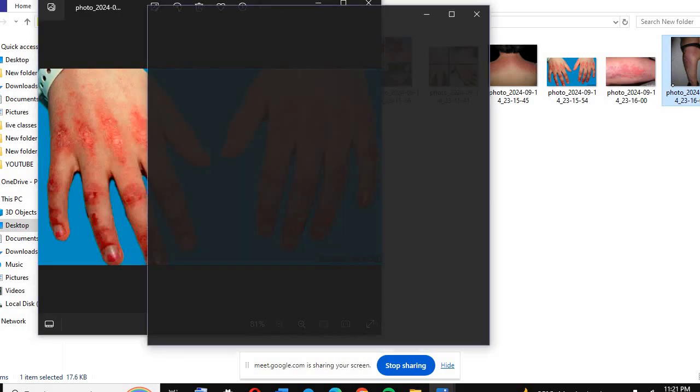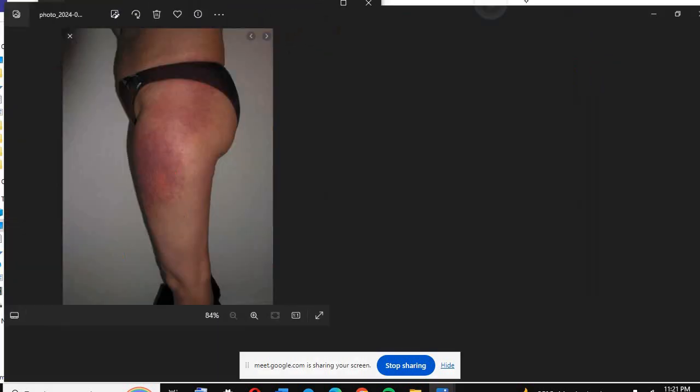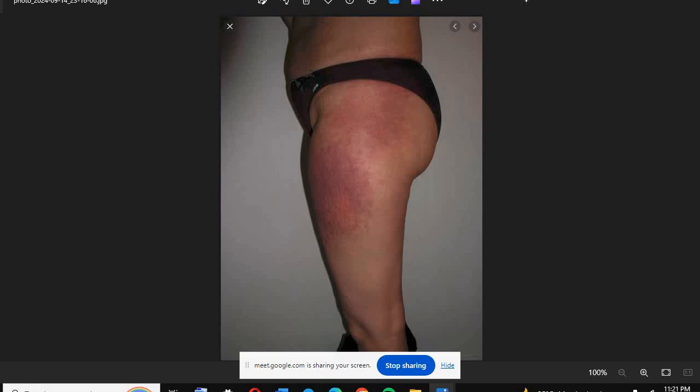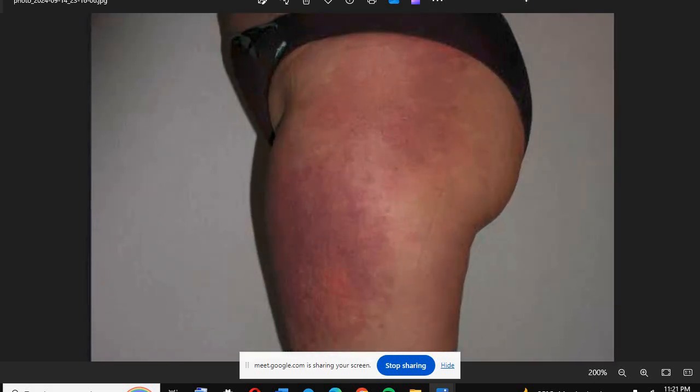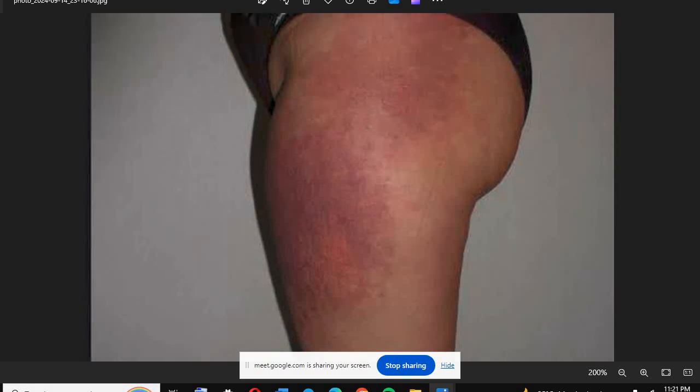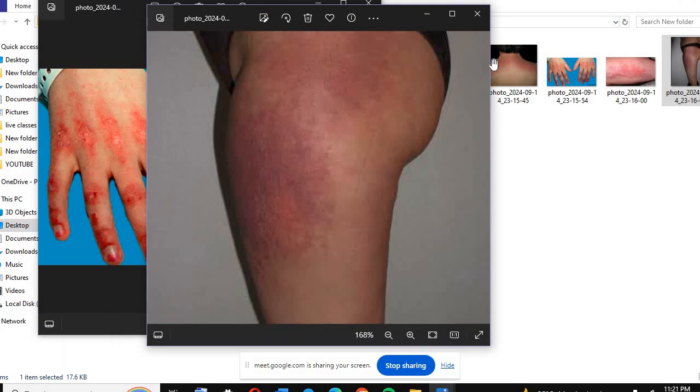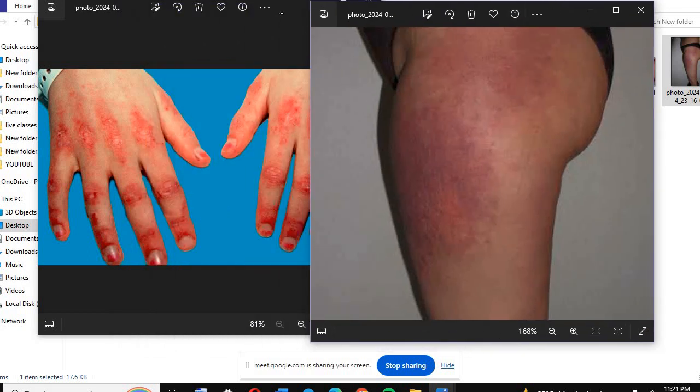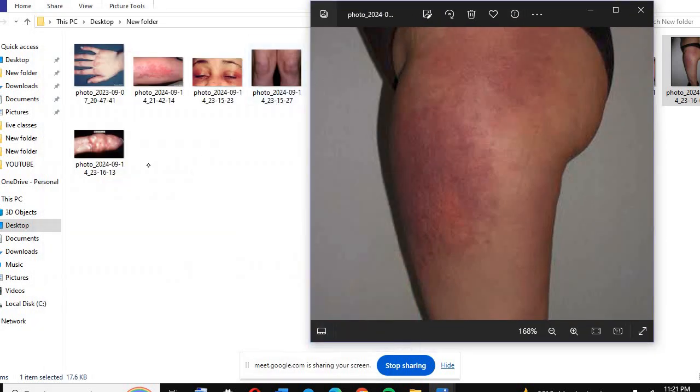What is this sign? On the lateral aspect of the thigh, if we are going to see something, that is the lateral aspect of the thigh. What is that? That is known as the holster sign.